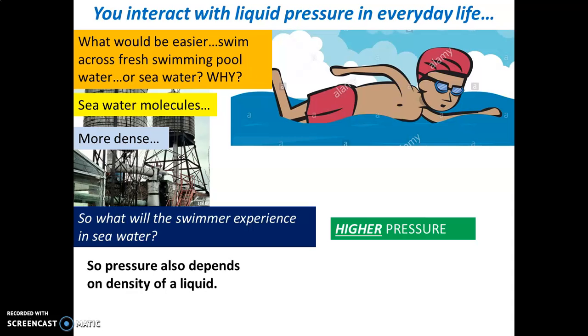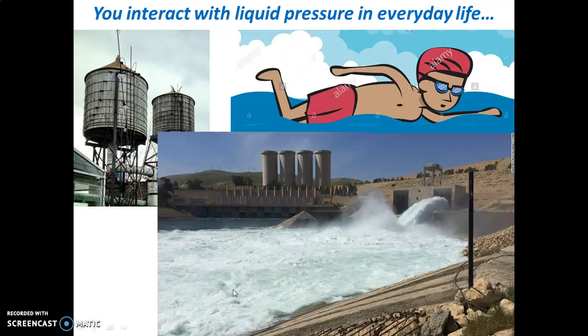So pressure doesn't just depend, remember, on height. It also depends on the density of a liquid. Seawater is more dense as liquids go. It is slightly more dense than fresh swimming pool water, for example. Pressure also depends on the density of a liquid.